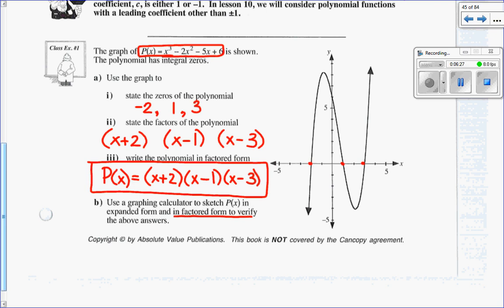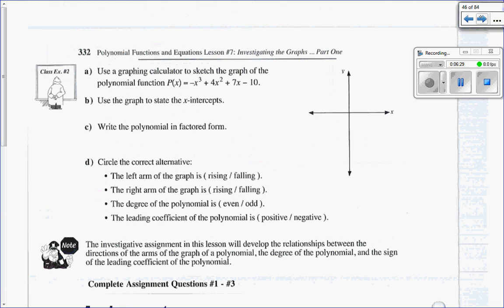Okay, let's have a look at class example number 2 on the second page. We're going to use a graphing calculator to sketch the graph this time. So if you would plug into your calculator into y1 this function here, and then once you get it, sketch it on the graph given. Just pause the video so that you can do that, and then resume it again as soon as you have done that.